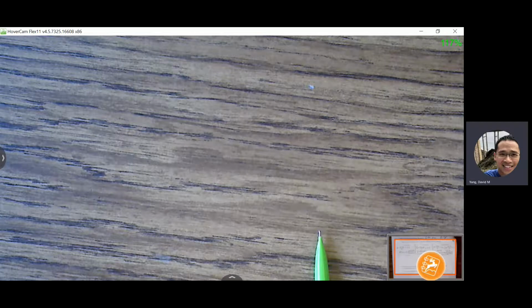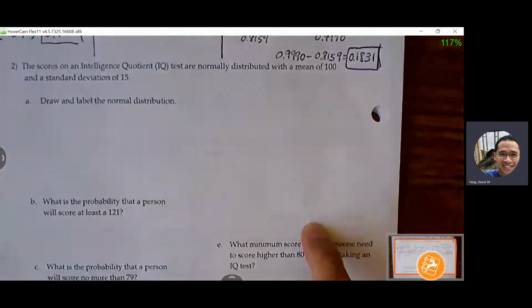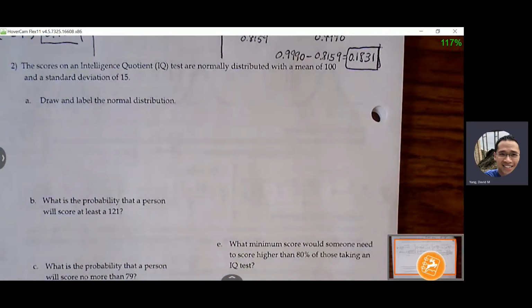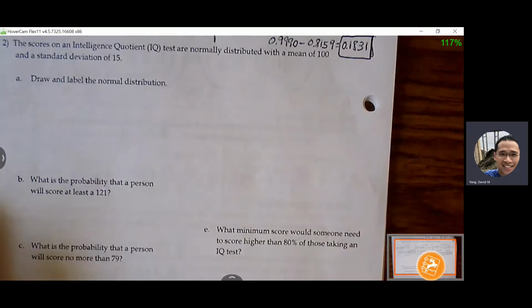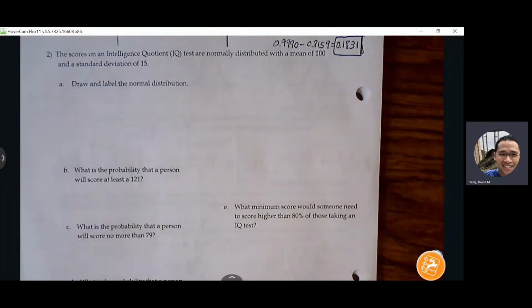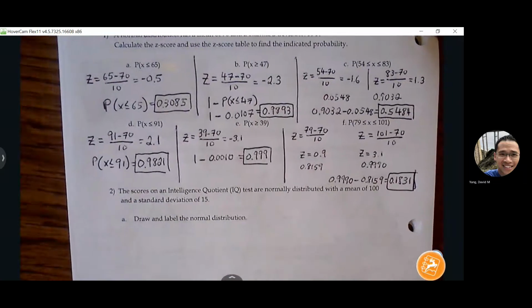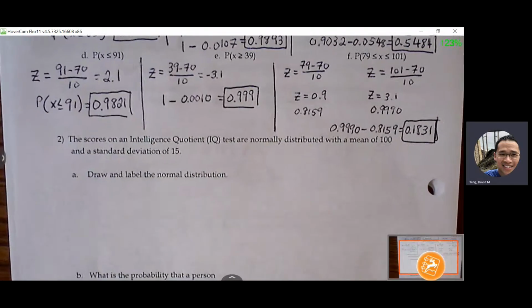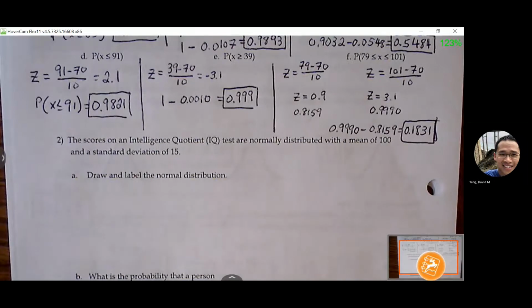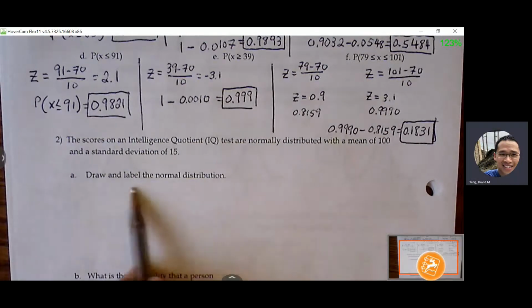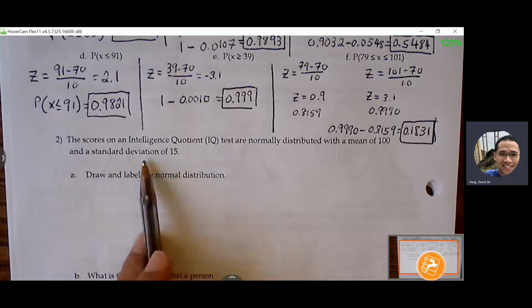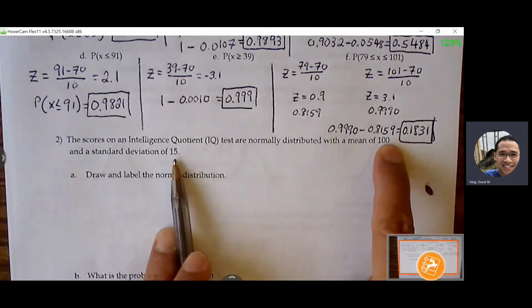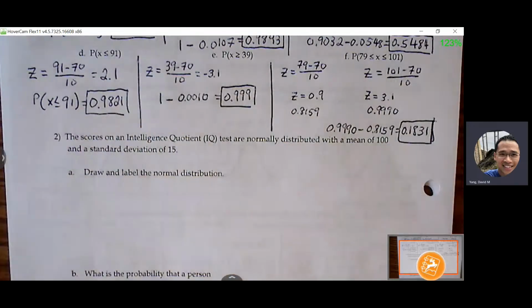Number 2, same idea. If you guys are starting, that's good. We're just kind of merging what we've learned from the past 2 days together. Okay, so continue working on number 2, but I'll go ahead and work alongside you guys. But walking around, looks like you guys are pretty good with D, E, and F. That's good. Okay, draw and label your normal distribution just like from yesterday. So mean is 100. You can add 15 or subtract 15 as you move away from the center.